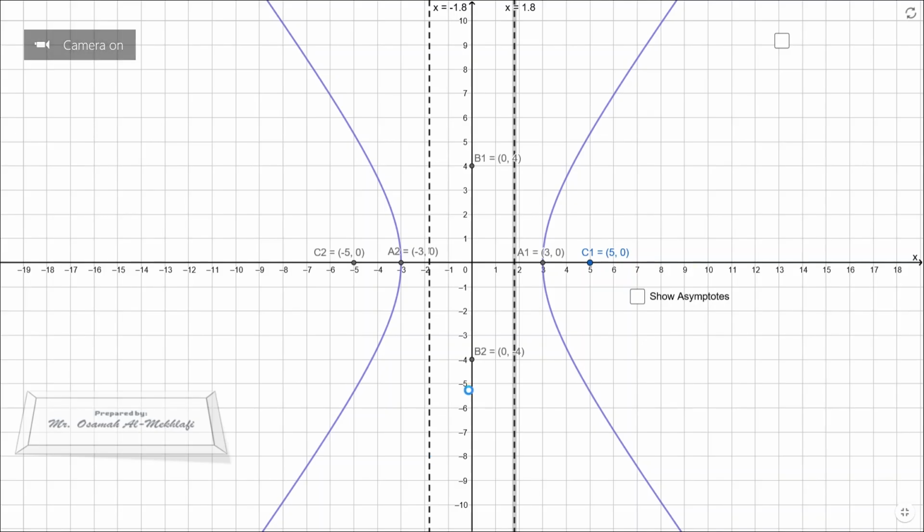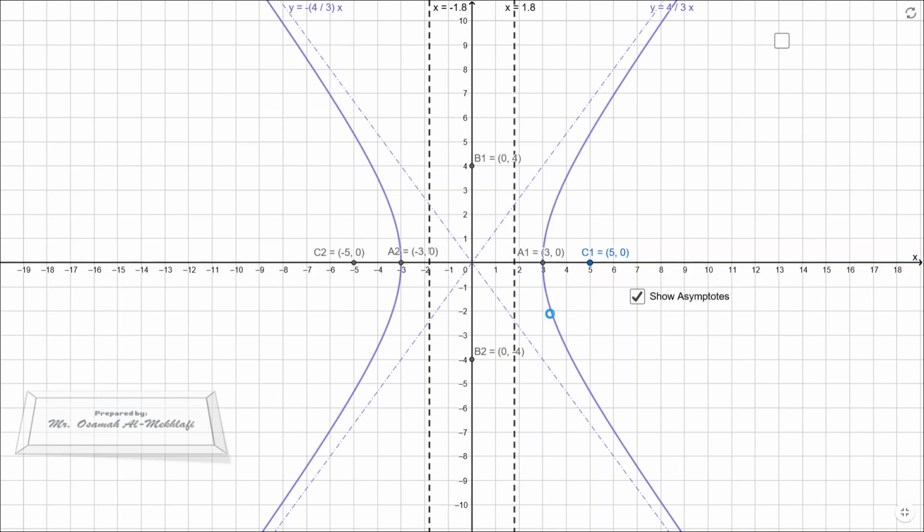Let me show you the asymptotes now in the graph. Now these are the asymptotes. To find their equation, we will divide the number on the y-axis by the number on the x-axis, which is b over a. So b over a, and then y equals b over a x.